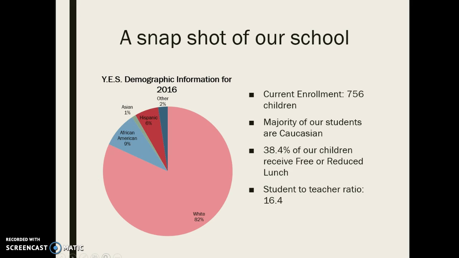Looking at a quick snapshot of our school, our current school enrollment includes 756 children. The majority of our students are Caucasian. 38.4% of our students receive free or reduced lunch, and our student-to-teacher ratio is 16:4.